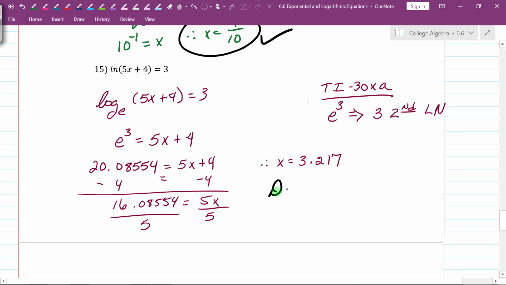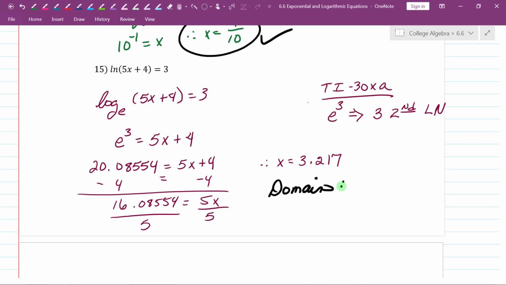Now I have to compare this to the domain. Is this in the domain? That's my next question. Every single problem on your exam, compare your answer to the domain. I promise you, well, I don't promise you because I'm not making the exam. But based on my years of experience, the person who makes the exam typically puts 1 to 2 problems on the exam where you will end up with 2 solutions, of which one is extraneous.